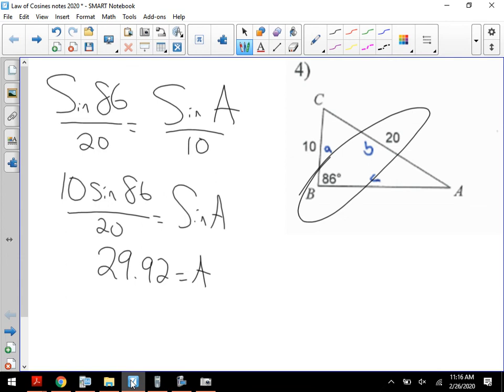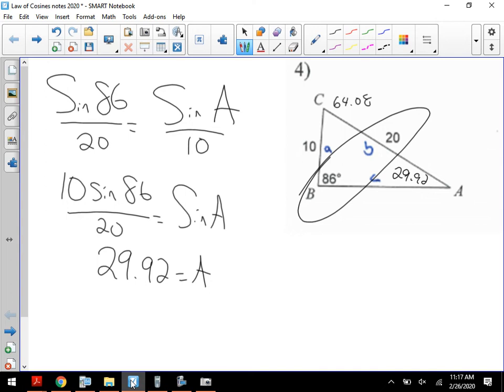You fill it in. How many degrees are in a triangle? 180. You've got 2 out of 3 angles. What do you do to find the third? Yes, you subtract and back them out. Okay? When you do that, I forgot what we got last time. Thank you. 64.08 for angle C.